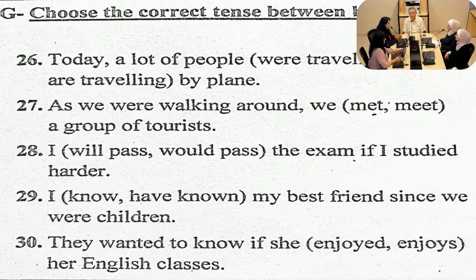Number 29, I know or I have known my best friend. Because know cannot be used in the continuous form, and when we have since, it should be present perfect. Here we don't have present perfect continuous. I know or I have known. We have since, so it's present perfect for sure.